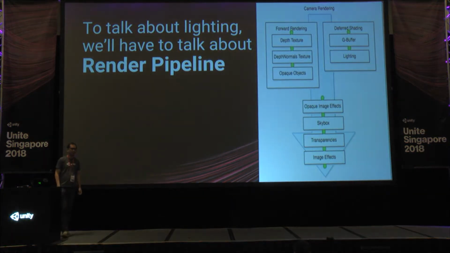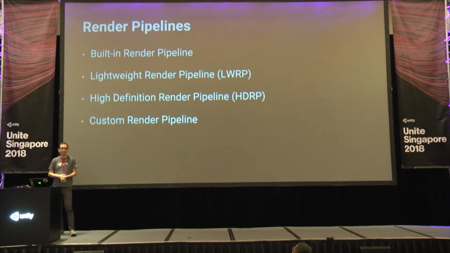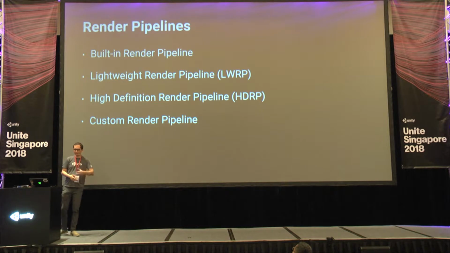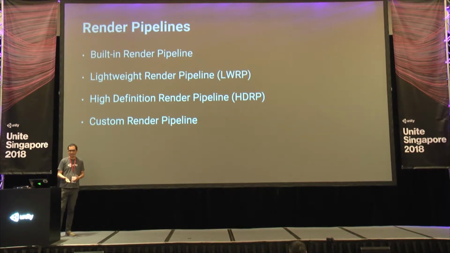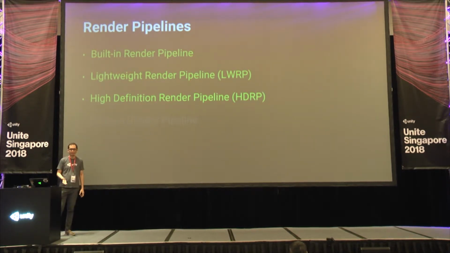So to talk about lighting, we have to talk about the render pipeline. That's because different render pipelines handle lighting differently. So Unity comes with the built-in render pipeline, and with SRP, we have the lightweight render pipeline template, and we have the high-definition render pipeline template, and you can write your own custom render pipeline. But I'll be focusing on these three pipelines: the built-in one, the lightweight render pipeline, and the HD render pipeline.